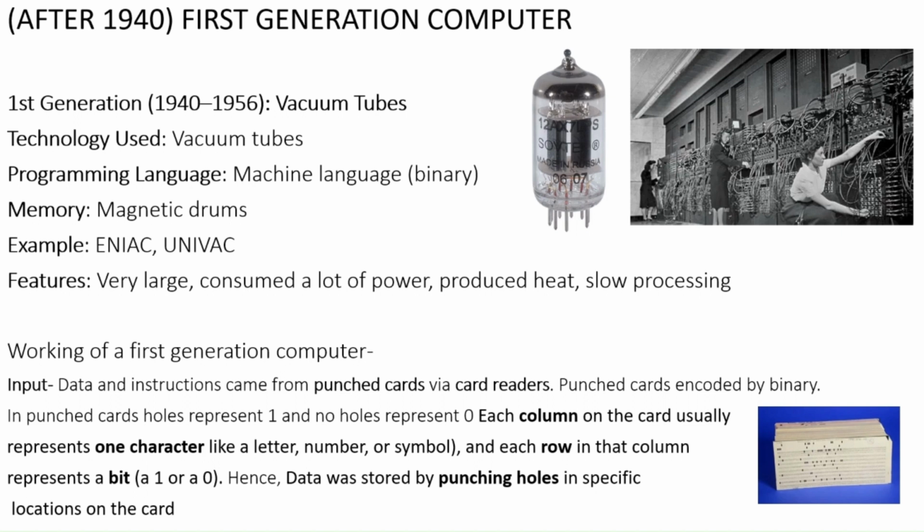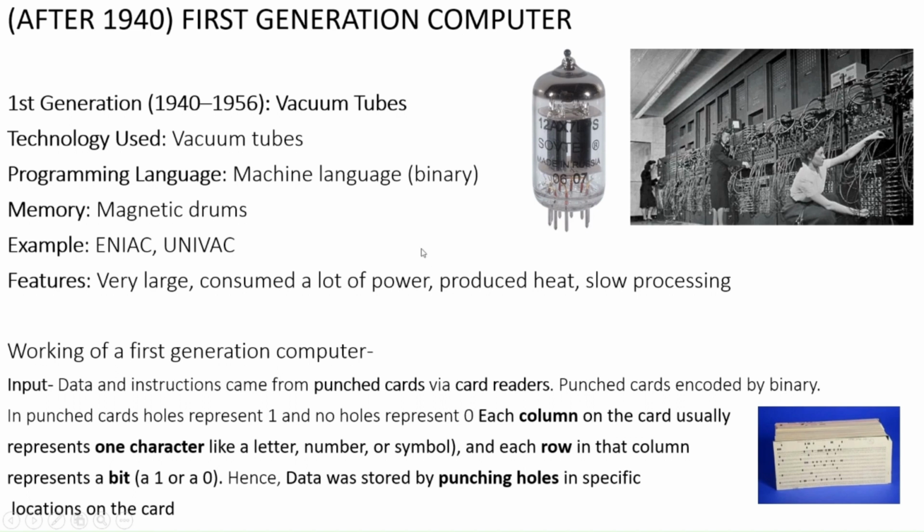process calculation. The first generation's timeline was 1940 to 1956, and the technology used, as I told you, was vacuum tubes. We used machine language as our programming language, and for memory we used mechanisms. Examples of first generation computers are ENIAC and UNIVAC.